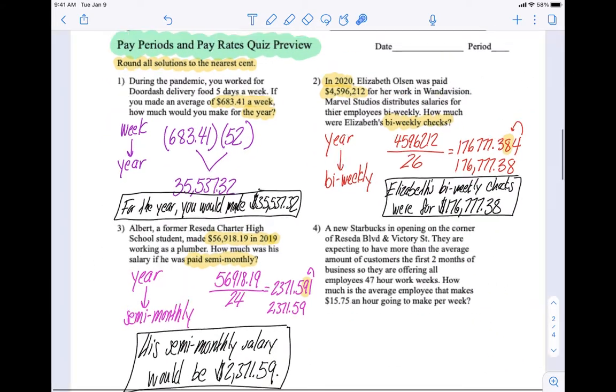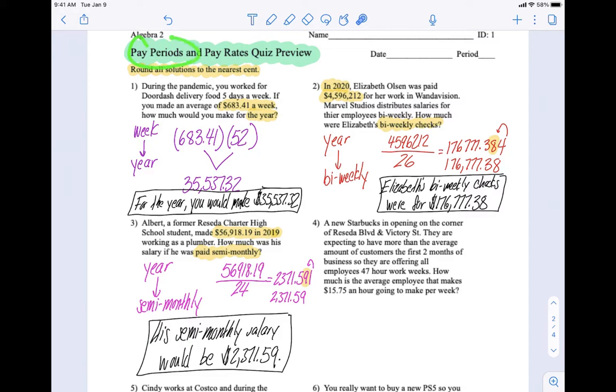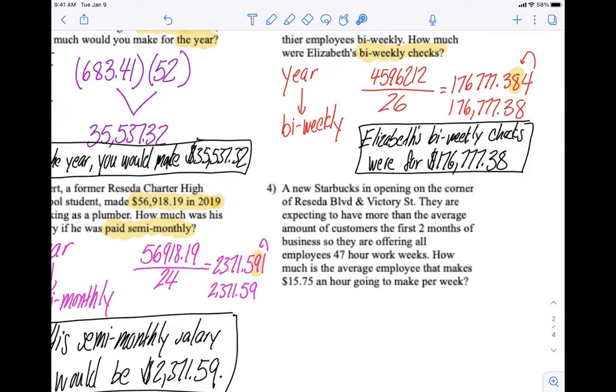Numbers 1, 2, and 3 had to do with pay periods. Numbers 4, 5, and 6 are going to have to do with pay rates. So let's take a look.